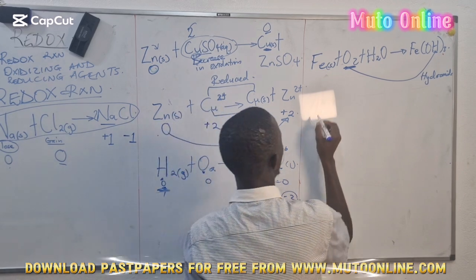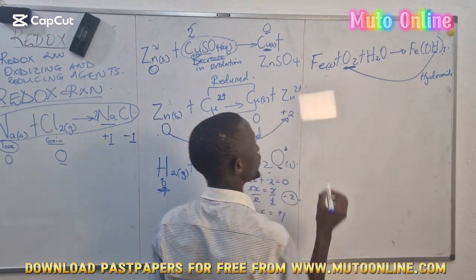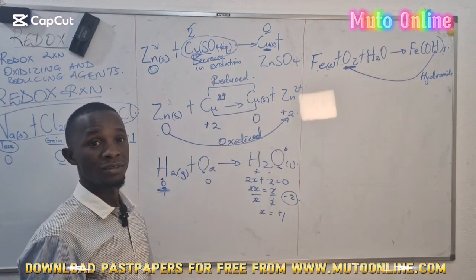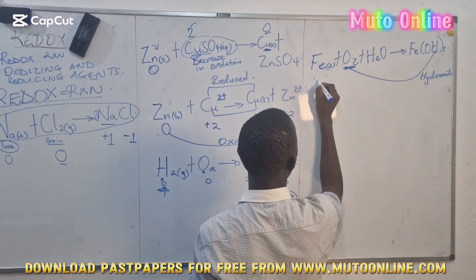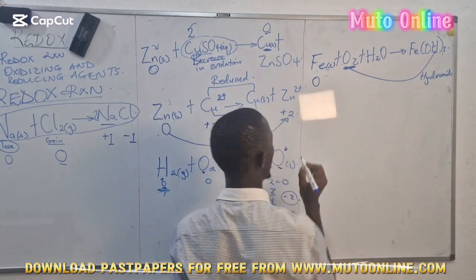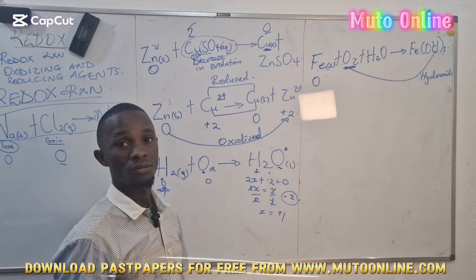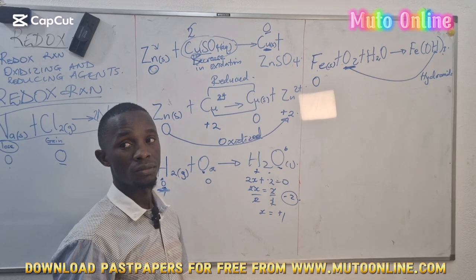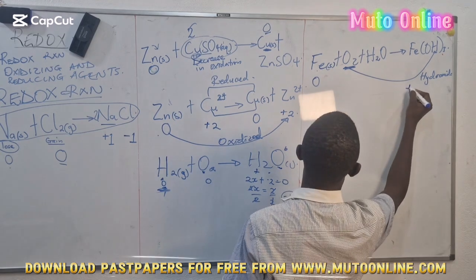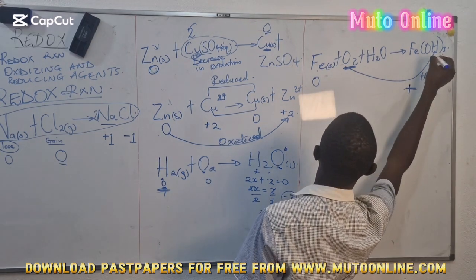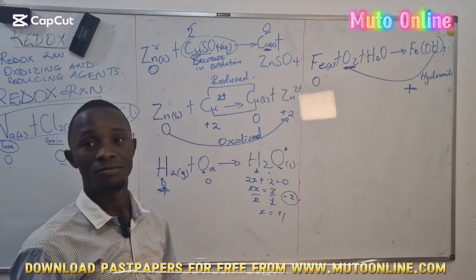The iron is being oxidized. Why? We are seeing on this side, it has an oxidation state of 0. And on this side, we are going to find that there is an increase in the oxidation state of the iron.